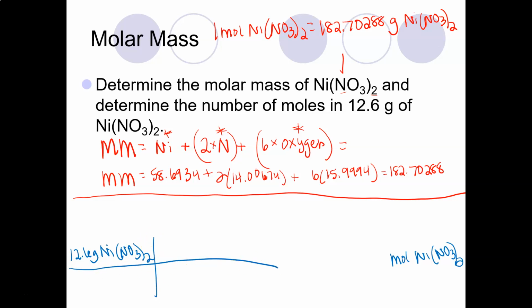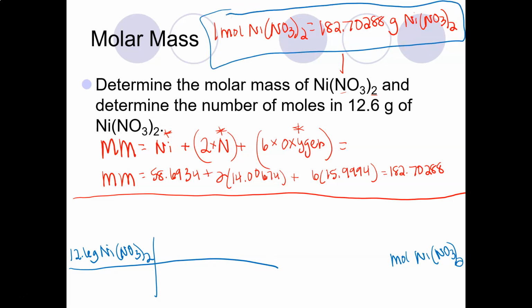So I need a unit factor. Well, luckily, we just spent some time making ourselves our unit factor. So when I set this up, when I take the relationship between moles and grams, I need to turn them into a unit factor, which is making a fraction out of them. I'm going to put grams on the bottom because I need grams to cancel from what I'm starting with. So the number 182.70288 grams of nickel 2 nitrate goes on the bottom, and the number 1 goes with the moles of nickel 2 nitrate.